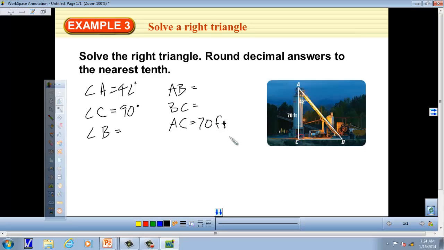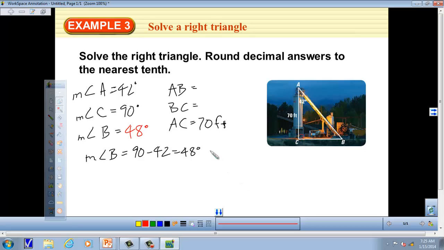So it's probably a good idea to write this out at the beginning, just so you make sure you have everything. Now, angle B is the easiest thing to find. If I want to find the measure of angle B, I know these three angles add up to 180, or angle A and angle B add up to 90. So therefore I can say that the measure of angle B is equal to 90 minus 42, which ends up being 48 degrees. So this is 48 degrees.